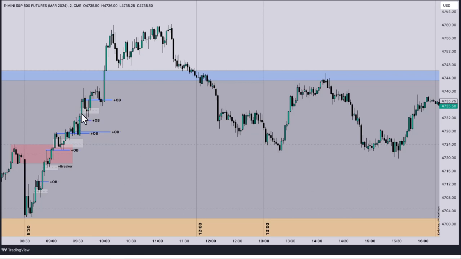Another displacement here, fair value gap. There's an order block, touched the order block, but it did not close below the fair value gap, so it would have still been a valid trade, whether taking entry in the fair value gap or in the order block, or seeing the order block and then taking entry in the fair value gap, either one. And another order block within that area, boom, nice reaction in price there.